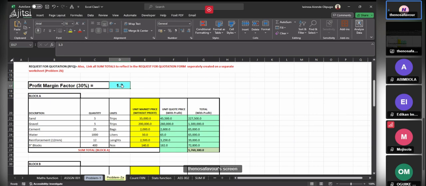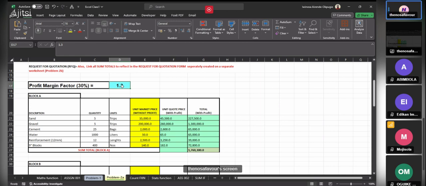I don't know how you may want to calculate your profit. It could be 30% of the total amount of goods you went to buy. If you do 30% of the total amount, whatever you get will be your margin factor.